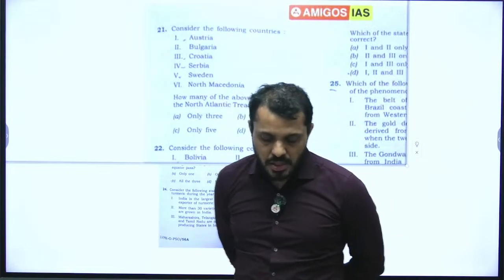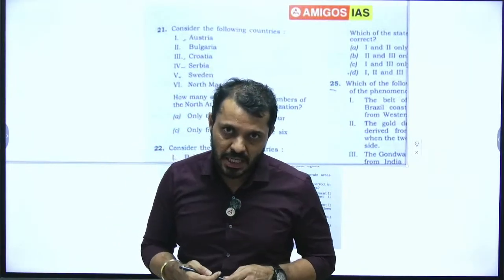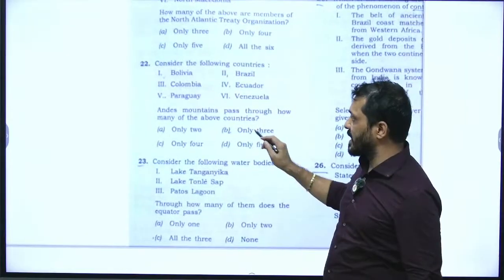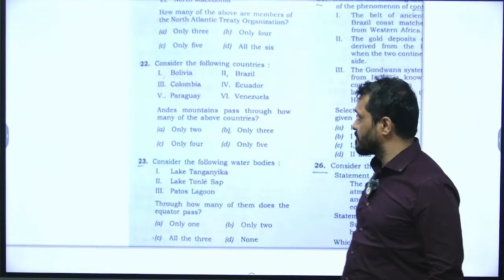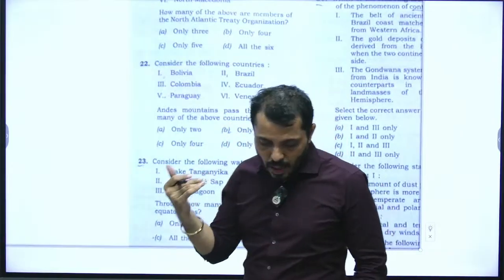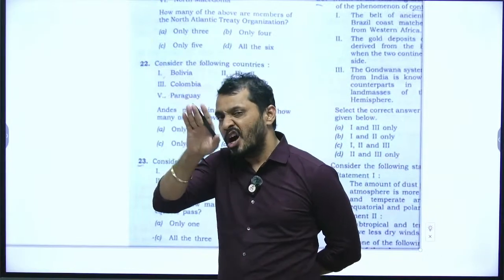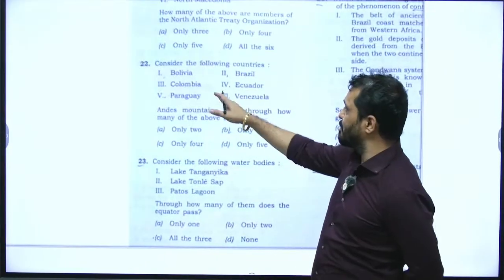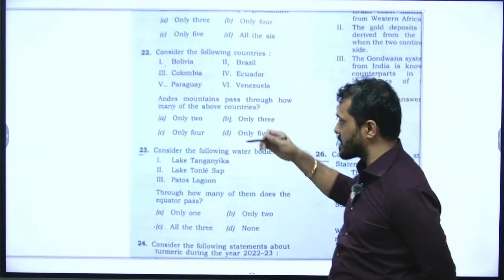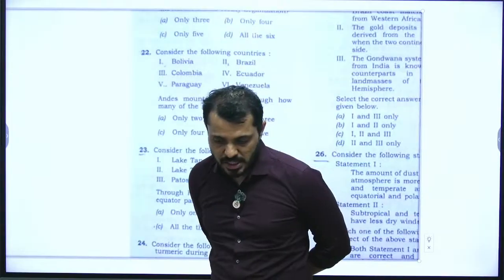Next, question number 22. This question is about the Andes Mountains. You know, guys, the Andes Mountains are present on the western front of the South American continent, across the coastline. Consider the following countries: through how many of them do the Andes pass? You can easily remove Paraguay, which is completely on the south side, and even Brazil, which is on the eastern and northeast of the continent. The answer will be Bolivia, Colombia, Ecuador and Venezuela. These are the 4 countries through which the Andes pass. They play a very important role in weather conditions in those countries.